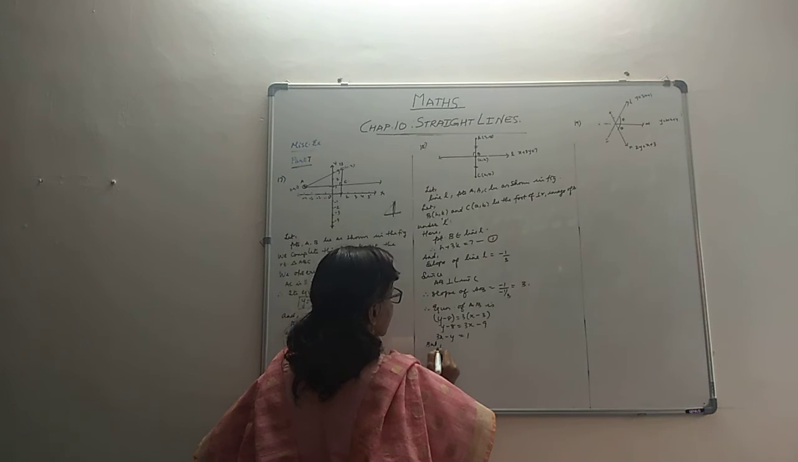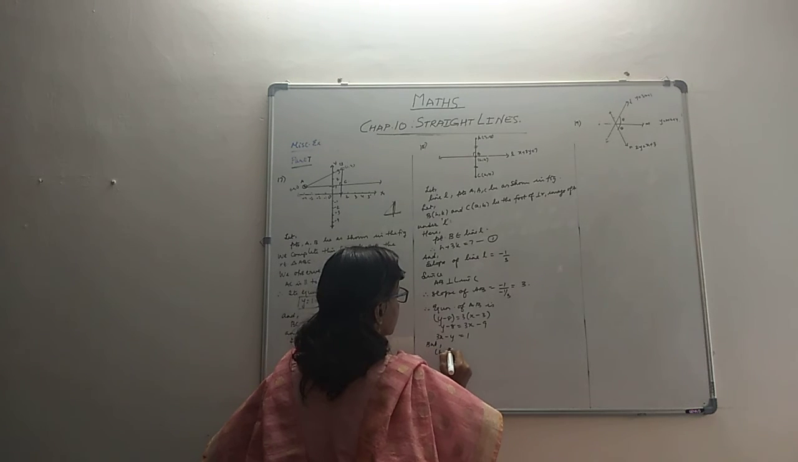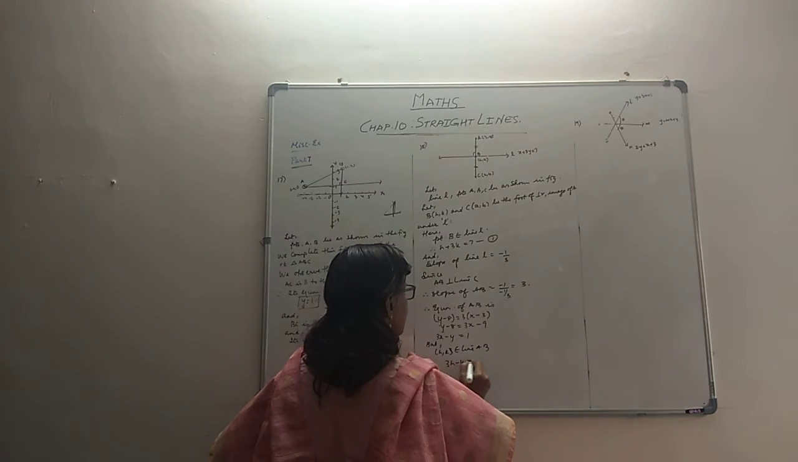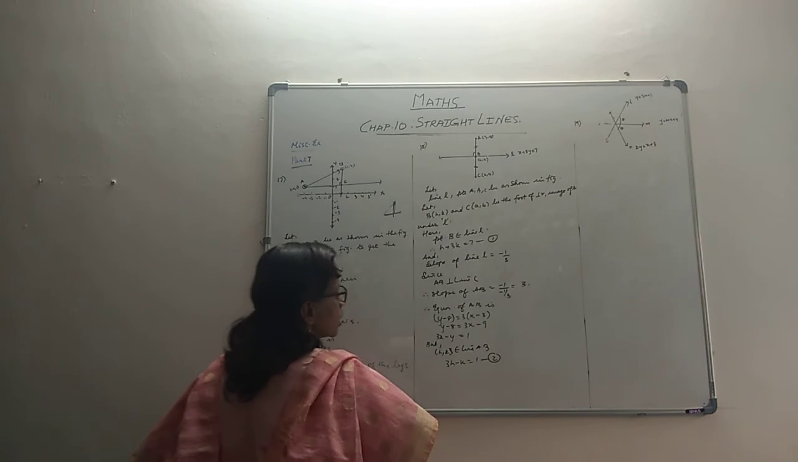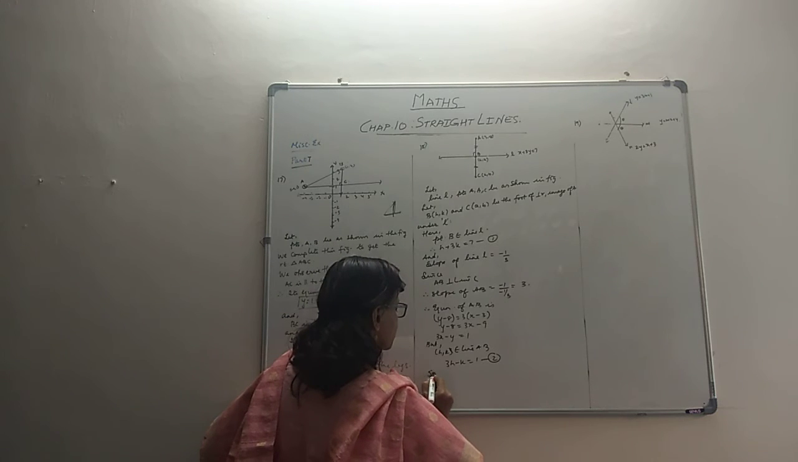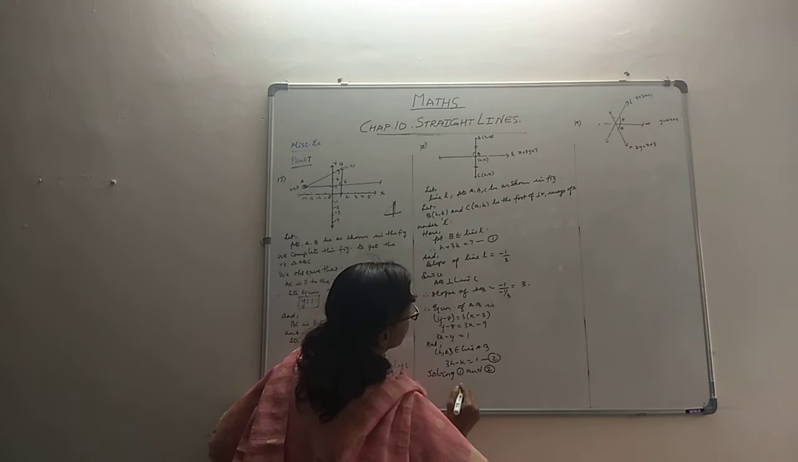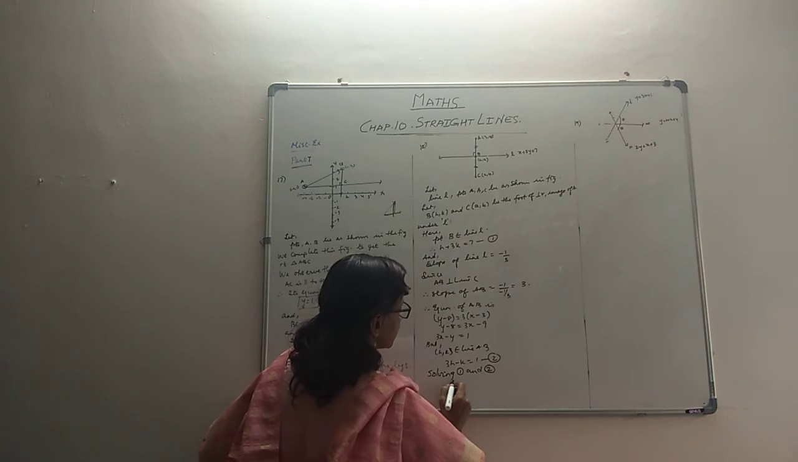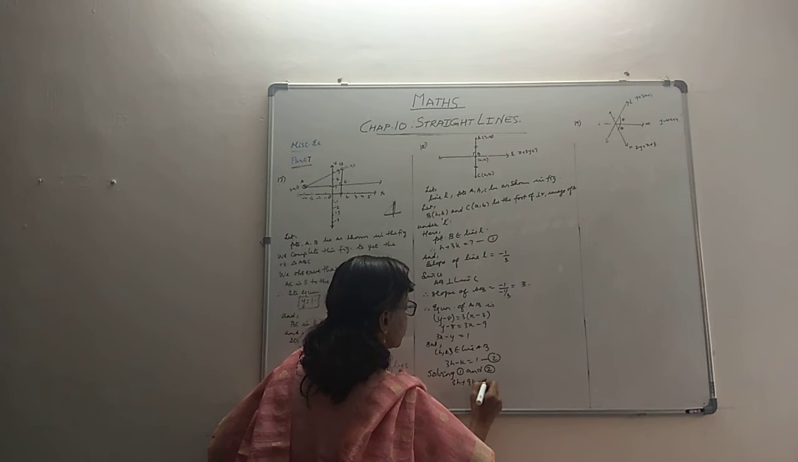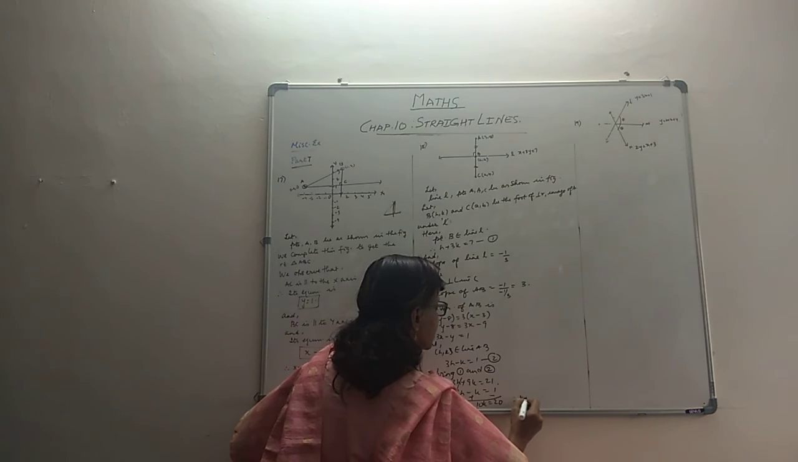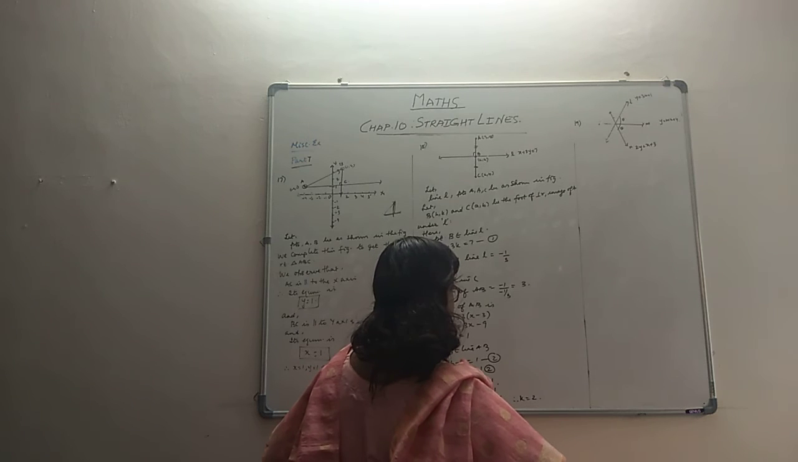But HK belongs to line AB, so it satisfies. So 3H minus K equal to 1 is equation 2. So solving 1 and 2, what will happen? You will have, can't we multiply this by 3? 3H plus 9K equals 21, 3H minus K equals 1. Subtracting, 10K equals 20. So K is 2, 20 by 10. Right.